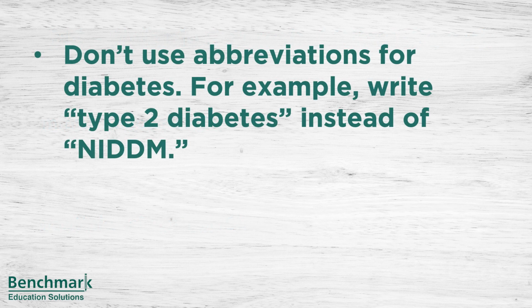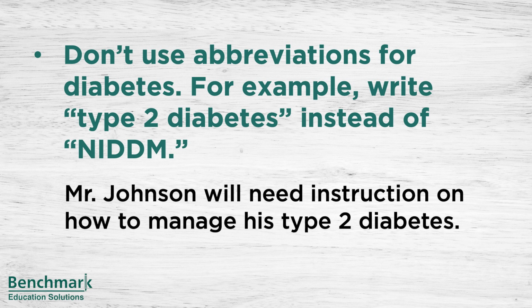One example of where it is specifically stated not to use an abbreviation is for diabetes. For example, you are required to write type 2 diabetes rather than NIDDM. Mr. Johnson will need instruction on how to manage his type 2 diabetes.